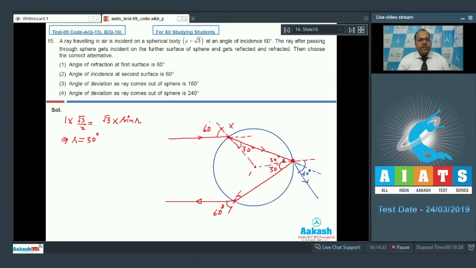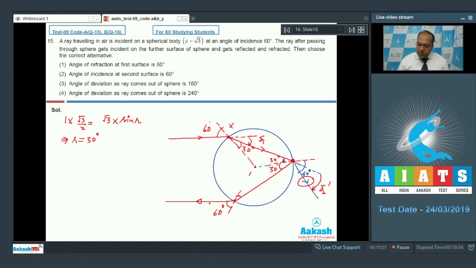Now if I check the options, in option A, angle of refraction at first surface is 60 degree, that is wrong, it is 30 degree. Angle of incidence at second surface is 60 degree, it is wrong, it is 30 degree. Angle of deviation as ray comes out of the sphere is 180 degree. So if I consider this as my ray comes out from the sphere, then the angle of deviation is 60 degree, because here the deviation occurs delta 1, that is of 30 degree, and another deviation occurs here delta 2 dash, that is 30 degree, so total deviation is 60 degree.